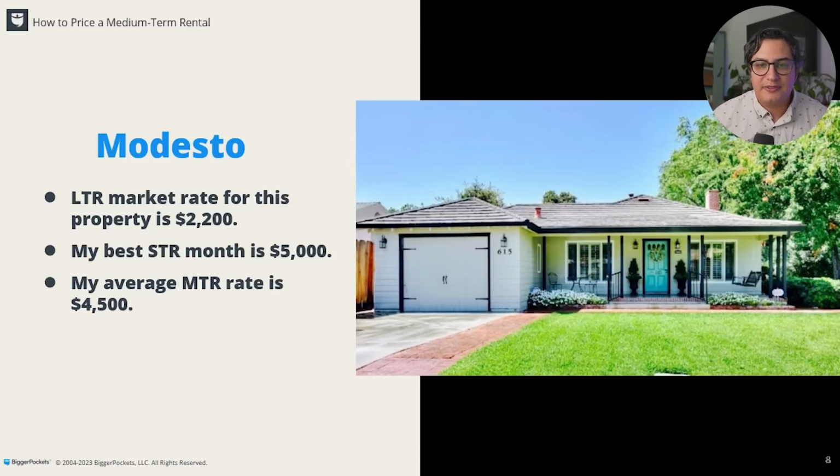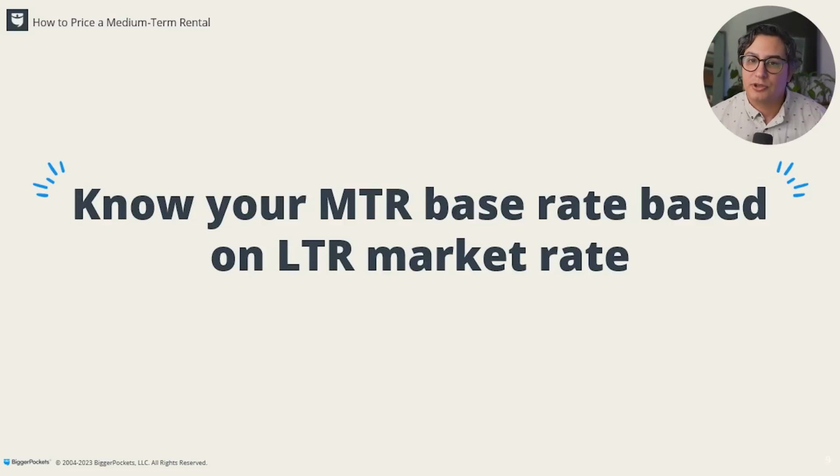As I operated in the Central Valley, I realized that there is a lot of opportunity during the slower season to medium-term rent my property. So I was short-term renting and medium-term renting during the slow season. My best month as a short-term rental was $5,000 per month, and my average medium-term rental during the slow season was $4,500 a month. So as you can see, there was not quite a big difference between the two. What's extremely important when you're getting involved in this space is knowing your medium-term rental base rate, and that's going to be based off of your long-term rental rate.